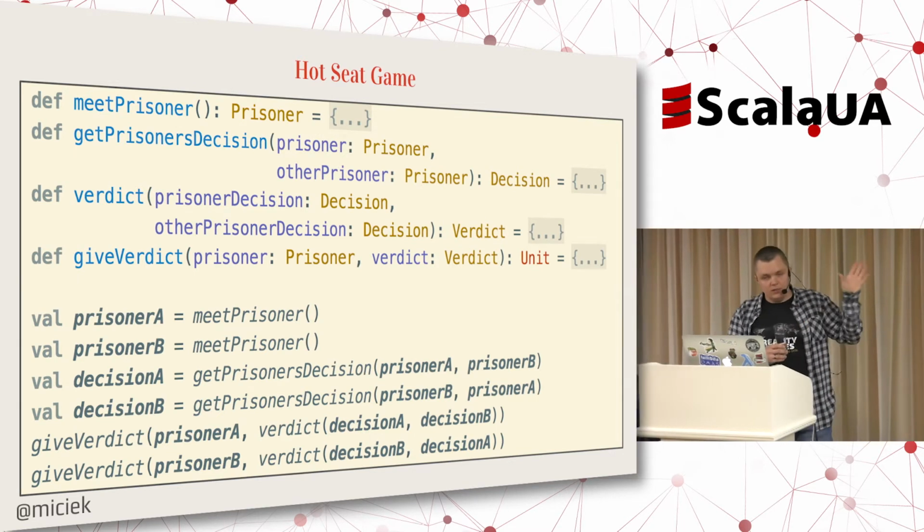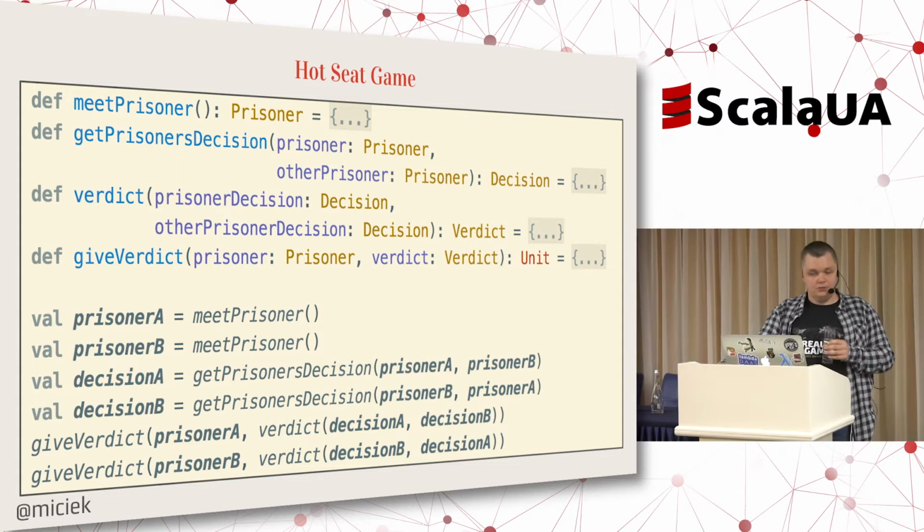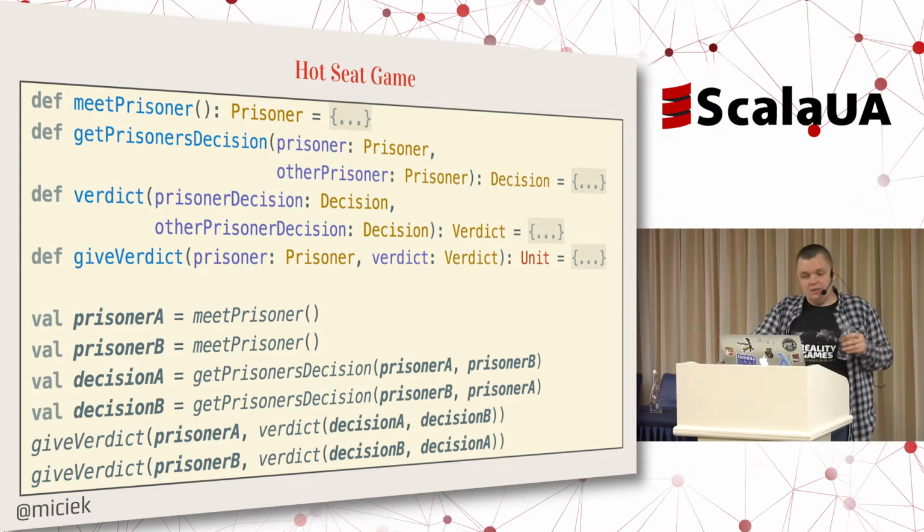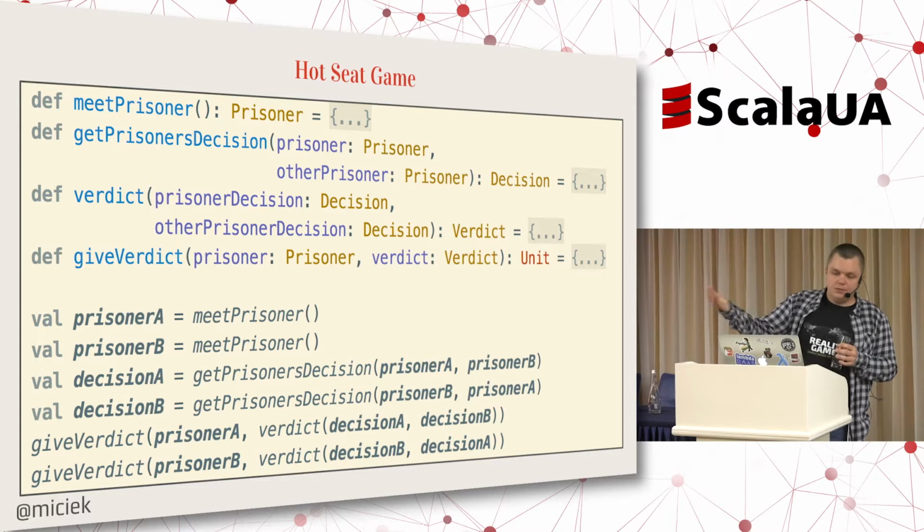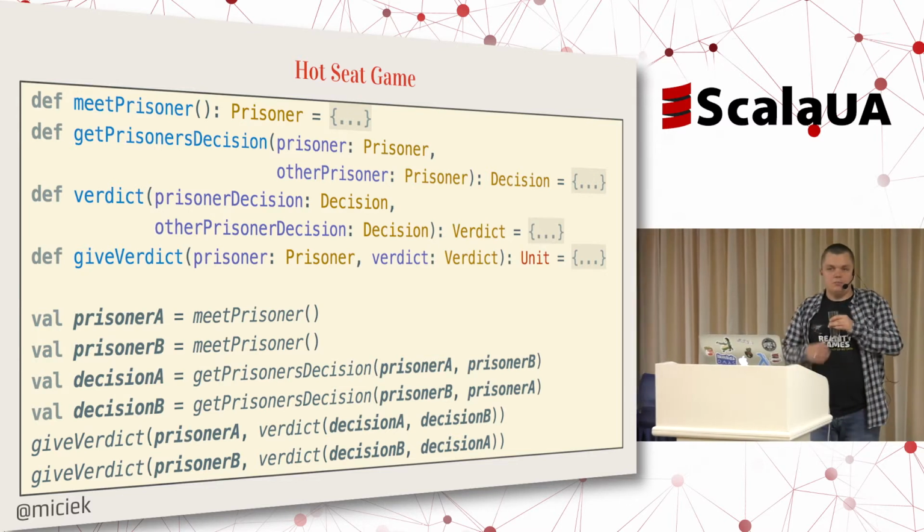So this is one slide. The whole game is on one slide without the implementations. So the signature and the 6 lines at the bottom is the game, right? So we are meeting the prisoners, getting the decisions, and then providing the verdict.